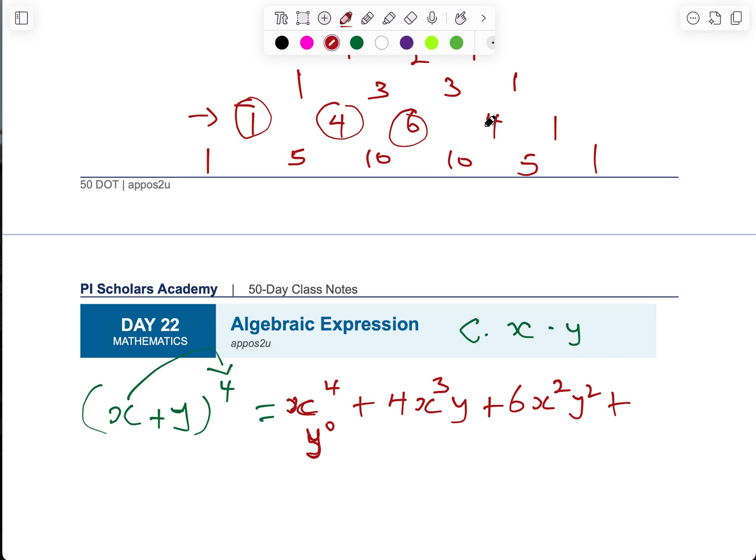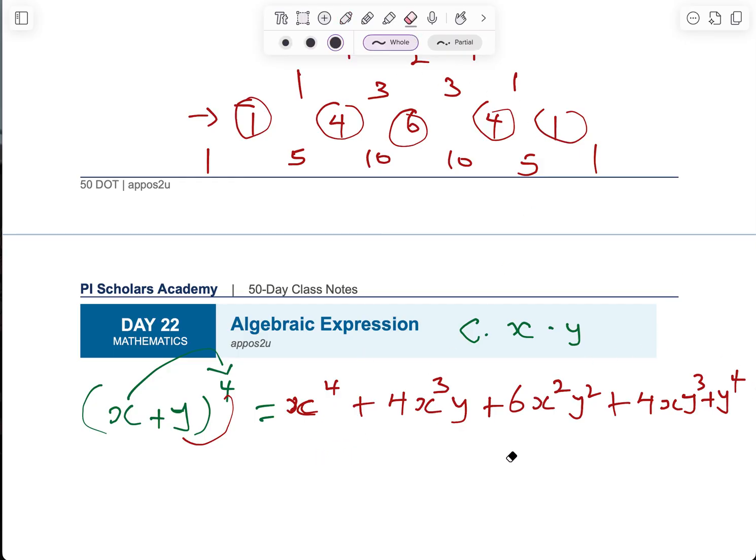Plus, what's the next coefficient? The next coefficient is 4. So you have 4. Then you have x. X is now going to be to the power of 1 because it was 2 initially. Then you have y. Y will go up and y will become y to the power of 3. And then you go to the last stage. The last stage is going to be y will now take the highest power, which will be y raised to the power of 4. So with this, you have been able to do the expansion of x plus y raised to the power 4.